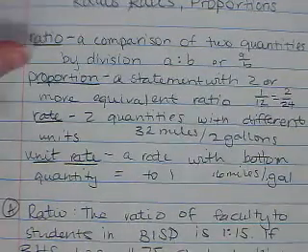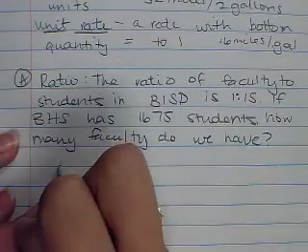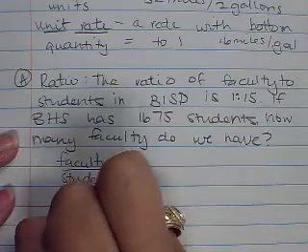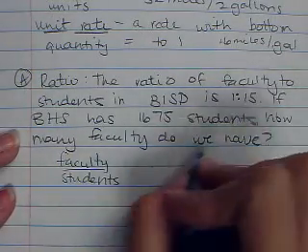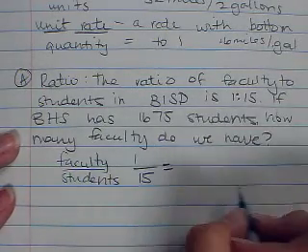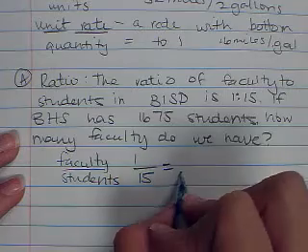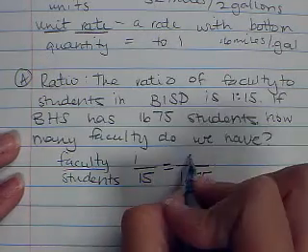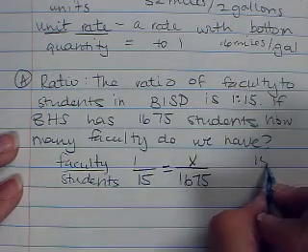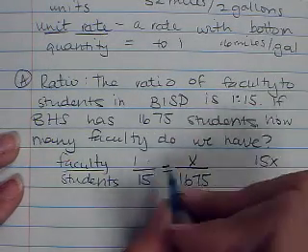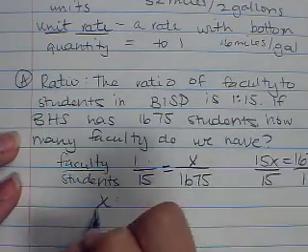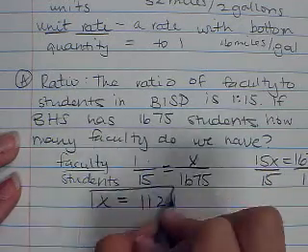To do this, we need to figure out what two groups of people we're talking about. One group is the faculty. One group is the students. The faculty would be represented by 1. The students would be represented by 15. That's a ratio. If we set that equal, the students would be 1,675, and we would want to figure out the faculty, so we would replace that with x. If we cross multiply, we have 15 times x, which is 15x, equals 1675 times 1, which is 1675. We divide both sides by 15, and we will figure out that there are approximately 112 faculty at BHS.